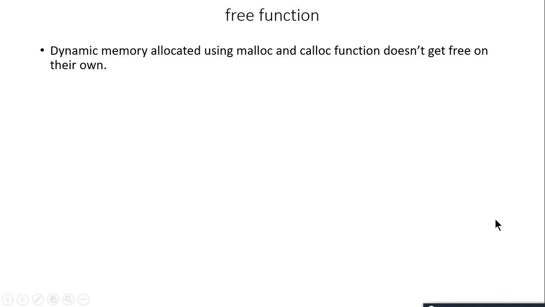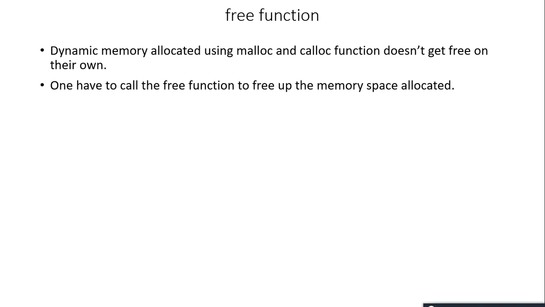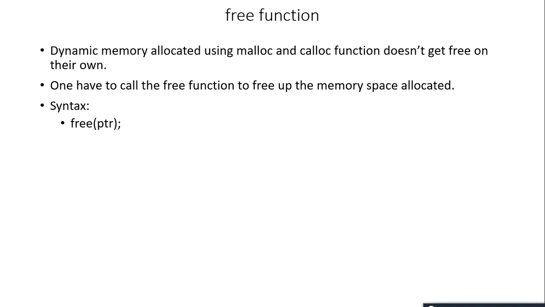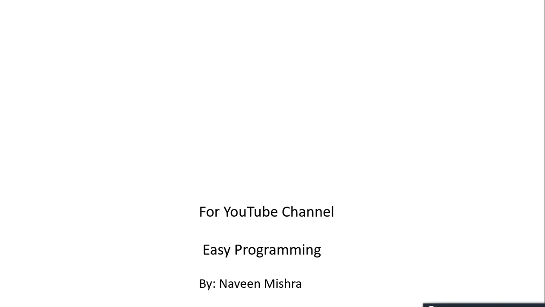Now let's see what the free function is. Once you have allotted your memory using malloc and calloc, the memory will not be freed up on its own. You have to free it using the free function. You simply say free and pass the pointer using which you created the memory block. This function will free up the memory space. So these are the 4 functions available in dynamic memory allocation.